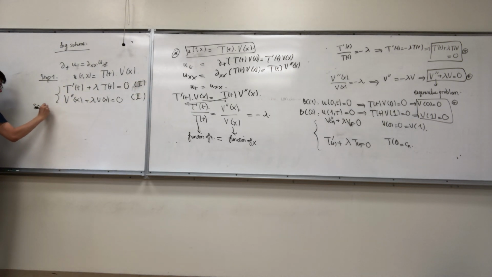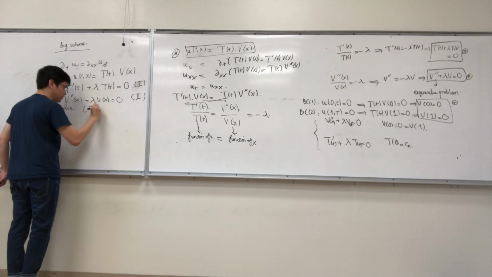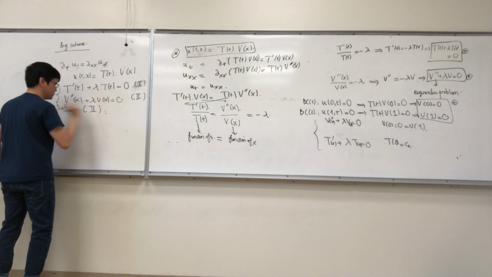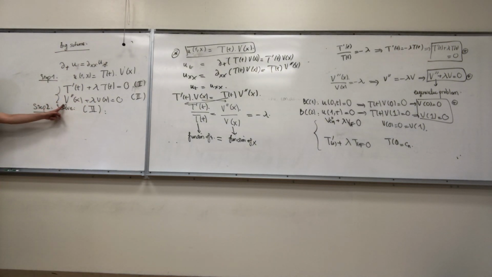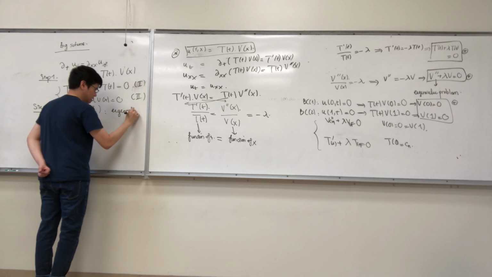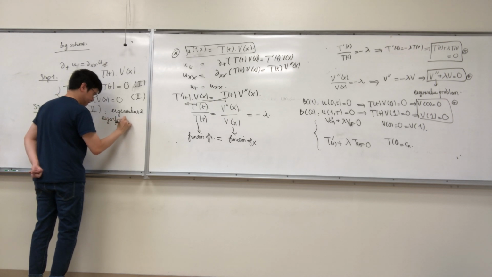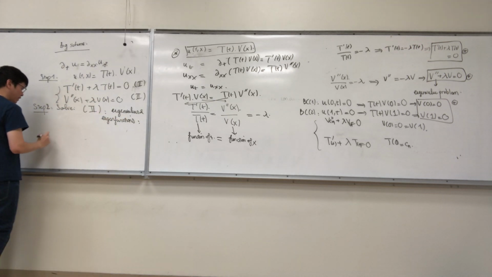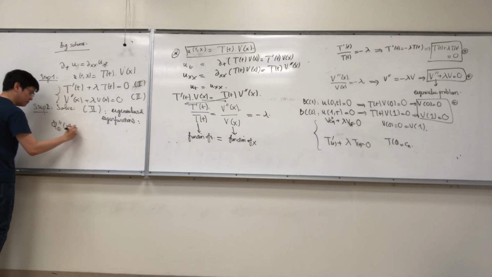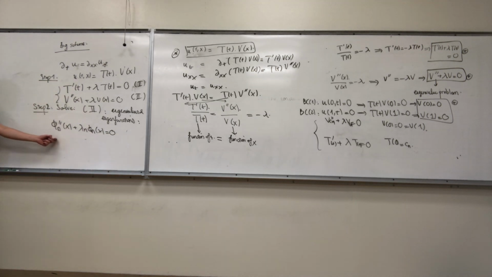Step number 2, you solve the first equation and the second equation. When you solve the second equation, you're going to find lambda n and phi n, the eigenvalue and eigenfunction. So you have phi n second plus lambda n phi n is 0. This is what you find in the second step.